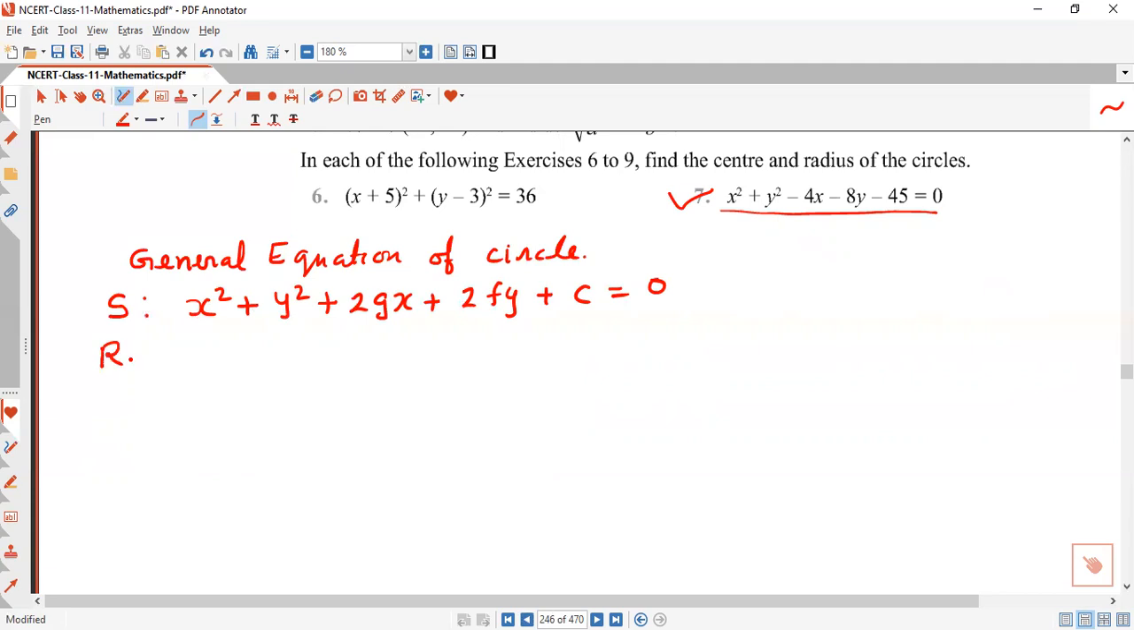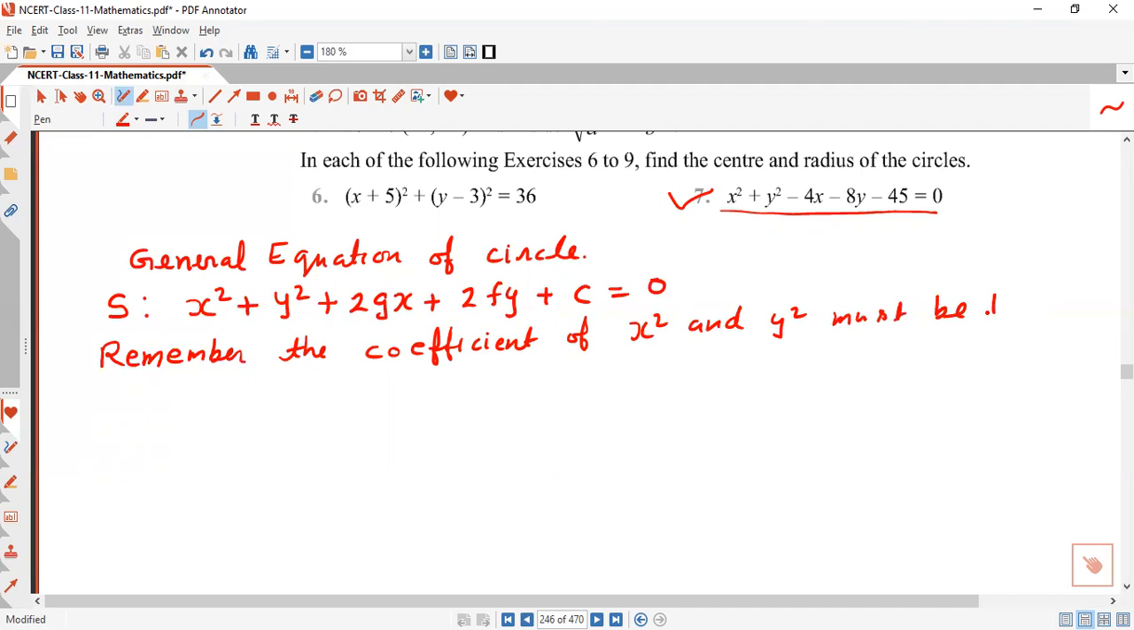Remember, the coefficient of x square and y square must be 1. So this is a condition that the coefficient of x square and y square must be 1. This is the general equation of the circle, and we have to remember always that the coefficient of x square is 1 and of y square is 1.